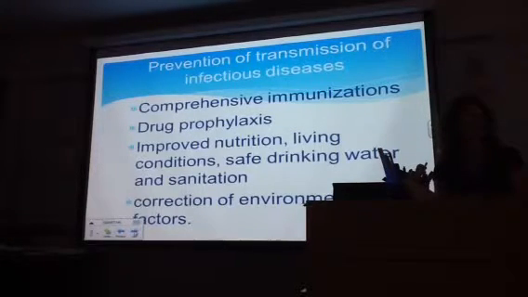Prevention of transmission of infectious disease includes comprehensive immunizations, drug prophylaxis, improved nutrition, living conditions, safe drinking water and sanitation, and correction of environmental factors. Is this a write-down one? Yes.